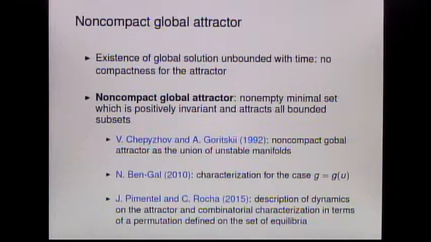So what we did is to generalize this result to include the case where this function g also depends on the spatial variable x and the derivative of u. So we were able to generalize this result, to characterize the dynamics on the associated non-compact global attractor. And we were also able to prove much simpler criteria to determine the existence or not of heteroclinic connections between two equilibrium points. And we also were able to prove this combinatorial characterization for the global attractor in terms of a permutation that will be related to this problem.